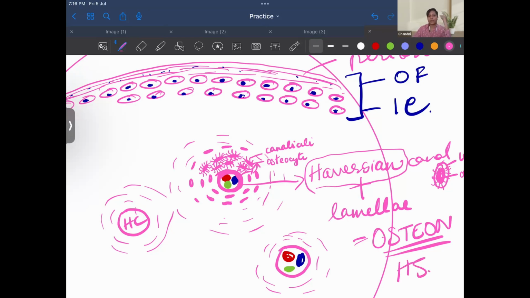So this is a very important viva question. They will ask you, what is an osteon, right? So an osteon is the functional unit of a compact bone, and it comprises a central canal or a Haversian canal, around which there are concentric lamellae. Okay, this is the definition of an osteon. Right. Now, this is done. We finished the periosteum and we finished this part.